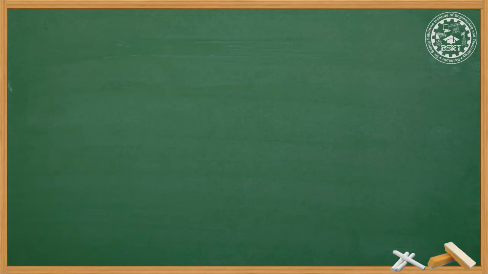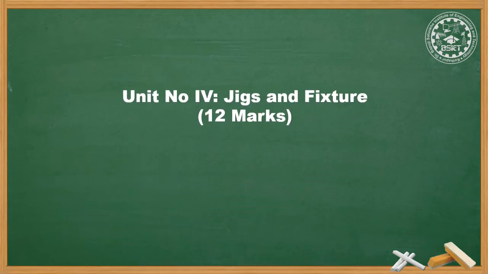From today's session, we are going to start our unit number 4, that is jigs and fixture. In this unit, we are going to cover the different types of jigs and fixture and design of jigs and fixture. This chapter is for 12 marks, and after the completion of this chapter we will be completing more than 50% syllabus of our subject tool engineering.